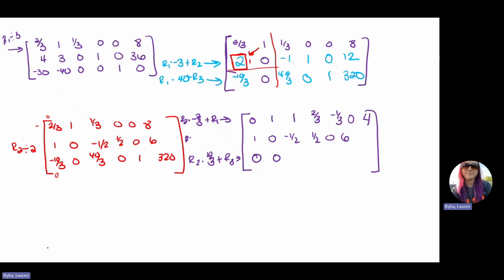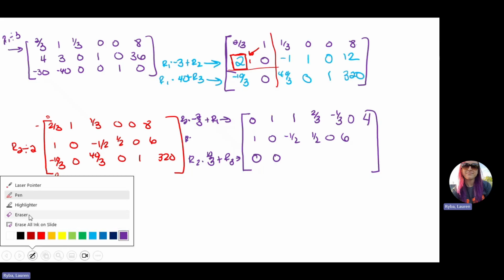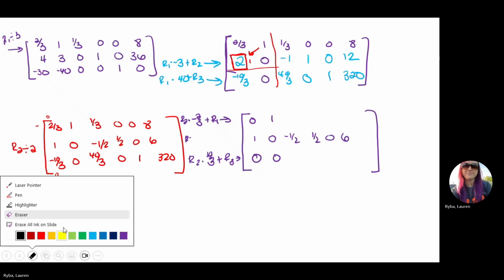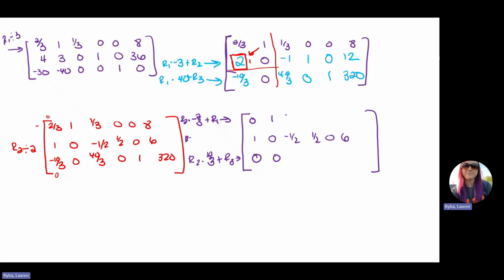What in the world did I do? I added an extra spot in there. I said it was going to be fine. Now it's not fine. 0, 4. All right. Last row.